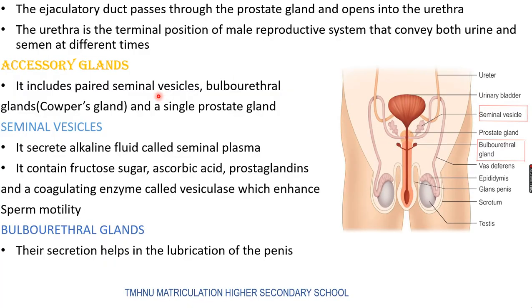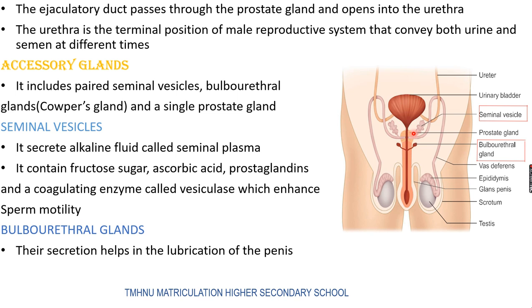Now the accessory glands involved are a pair of seminal vesicles, paired bulbourethral glands, also called Cowper's glands, and a single prostate gland. I'll show you the accessory glands of the male. Here you can see this is the single prostate gland.